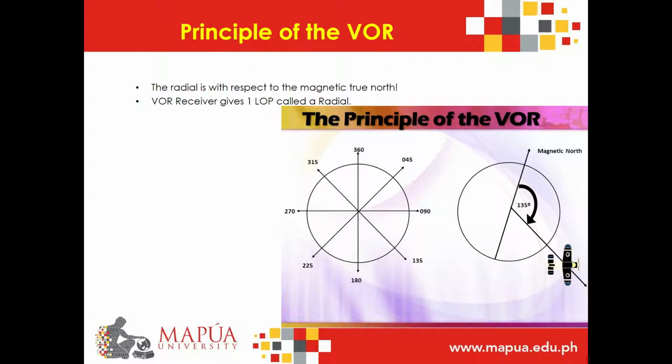So the basic principle of VOR is that the radial is with respect to the magnetic north of the Earth. The VOR receiver gives one LOP called a radial. So radial is also called LOP in the VOR navigation system.